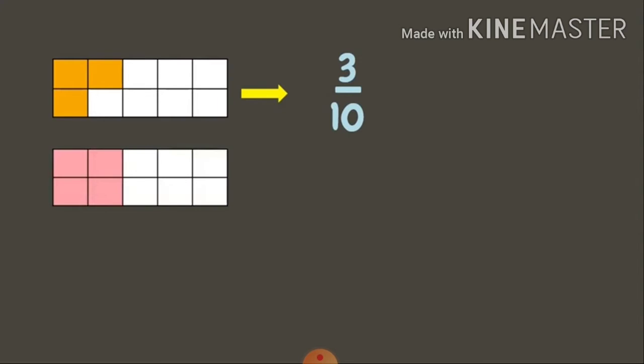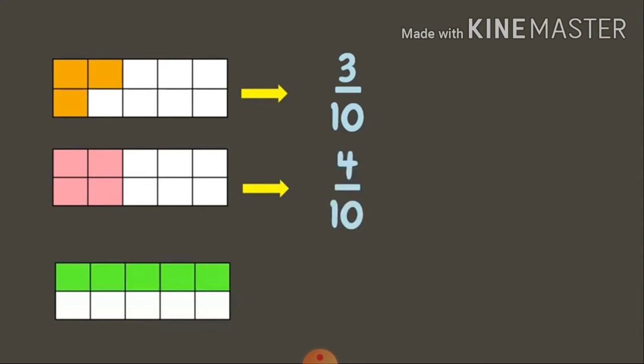On the next one, we have 4 colored parts out of 10 equal parts. And that is 4/10. And finally, we have 5 colored parts out of 10 equal parts. And that is 5/10. Great job!